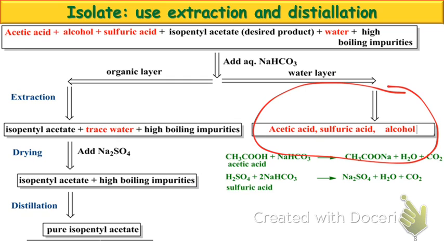What do we do with the organic layer? It's still going to have some trace water in it. How can we get rid of the trace water? We can add a drying agent, which is the role of sodium sulfate. The drying agent will wrap around individual water molecules, forming a nice, easy separable solid. We'll then be left with isopentyl acetate and our high boiling impurities. Okay? How can we get our product? Our very last step is going to be distillation, okay, to get your final product.